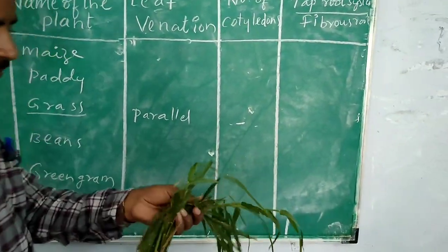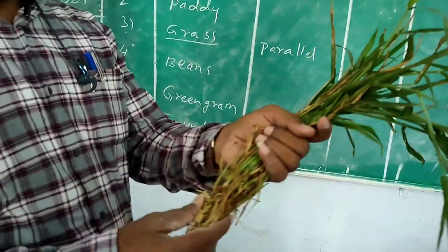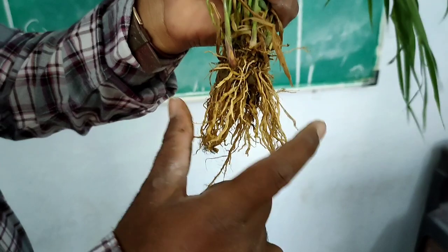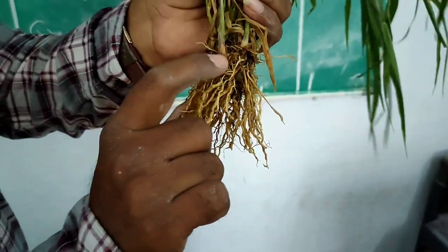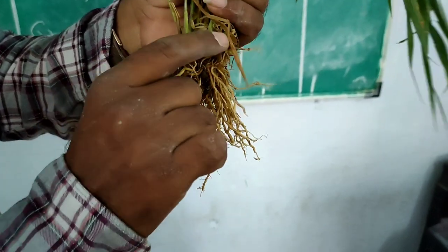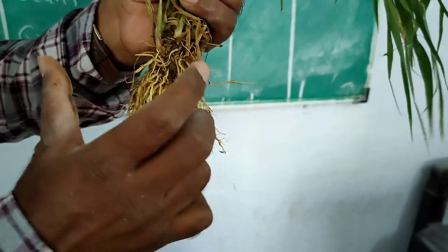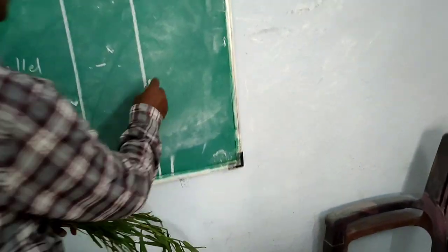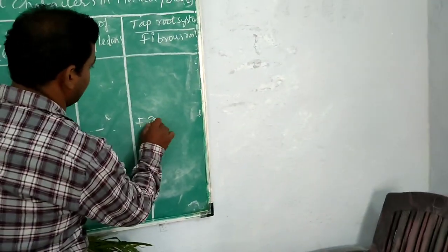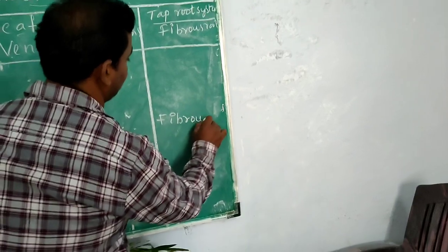So which type of root system? You see here, which type of root system? Fibrous root system. Why? Because all the thin roots arise from the bottom of the stem like a group of fibers. So that's why it belongs to the fibrous root system.